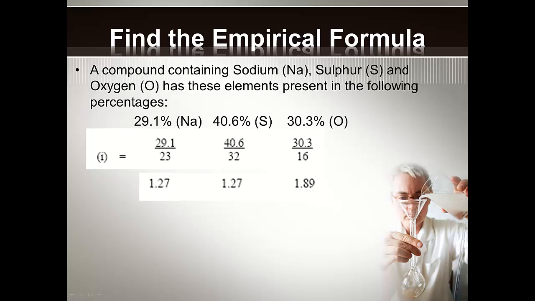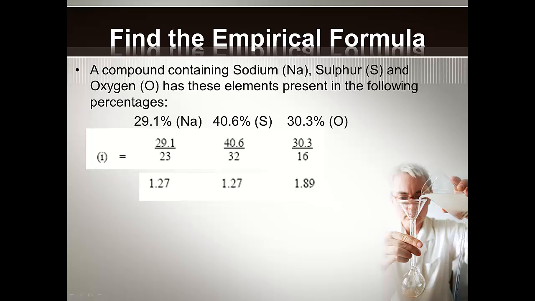So we've got two 1.27s and one 1.89. We need to divide these numbers by 1.27. Now, the reason why we're doing this is to give us whole number ratios. Now, as it stands, they're currently already in a ratio. So we can say that we've got 1.27 parts of sodium, 1.27 parts of sulfur, 1.89 parts of oxygen. So 1.27 is to 1.27 is to 1.89, but we need whole numbers because it's difficult to visualize without whole numbers.